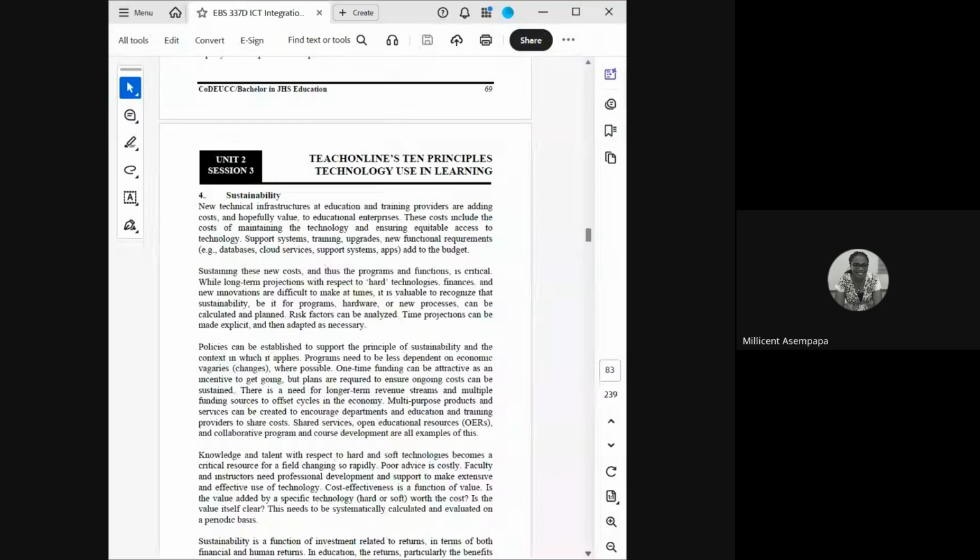Sustaining these new costs, and thus the programs and functions, is critical, with long-term projections with respect to hard technologies, finances, and new innovations being difficult to make at times. You can't sit and say this tablet can last for 5 years. You can't make a long-term projection, at least as for books, you can make. Risk factors can be analyzed. Time projections can be made explicit and then adopted as necessary.